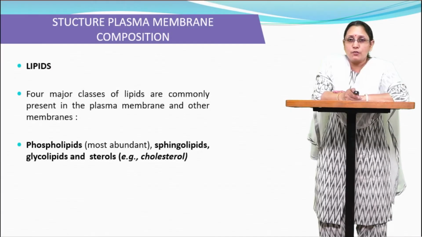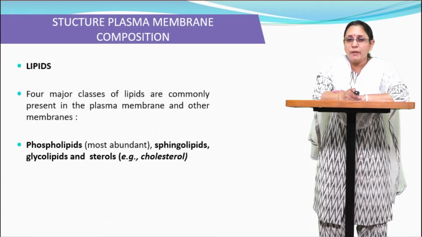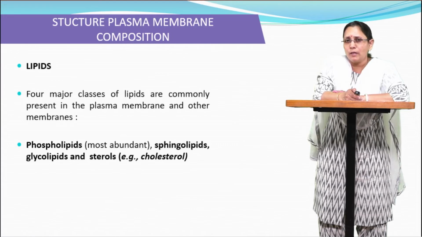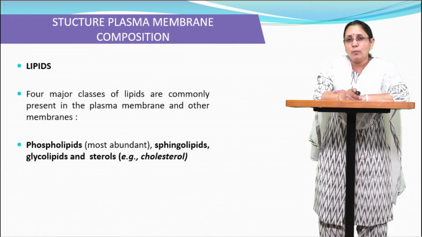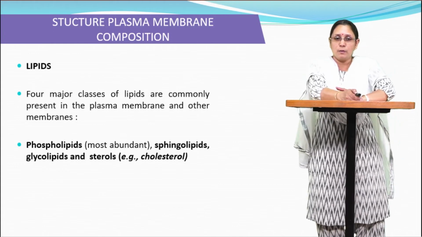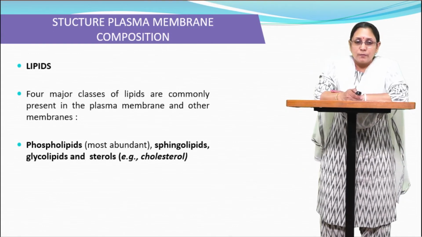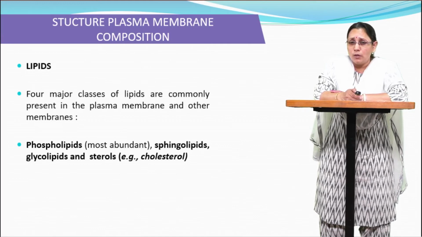So the first composition is the lipids. There are four major classes of lipid. Remember one thing: the majority of biomolecules present in the fluid mosaic model, or plasma membrane, are lipids. In lipids, it has been observed that four different types of lipids are there. Which are those four types? First major are the phospholipids, then sphingolipids, glycolipids, and very few sterols, as we saw, cholesterol is there.